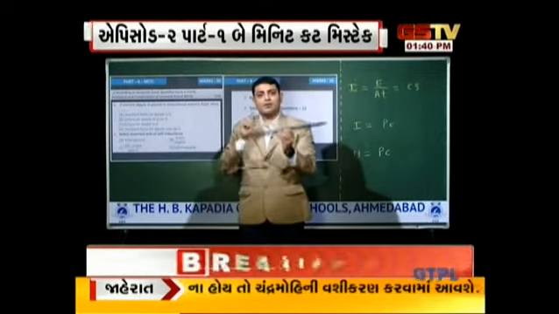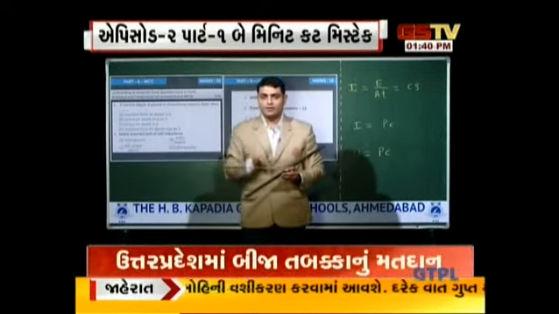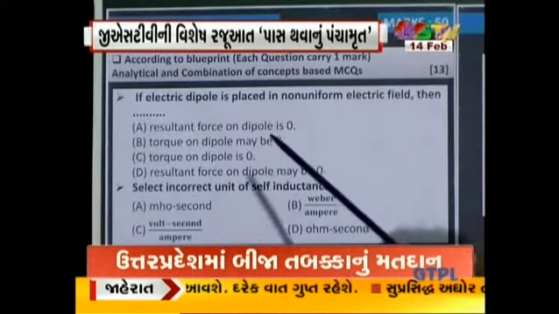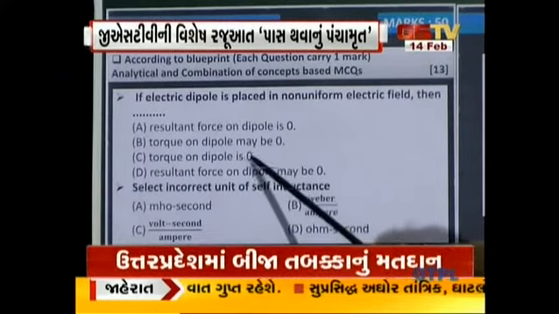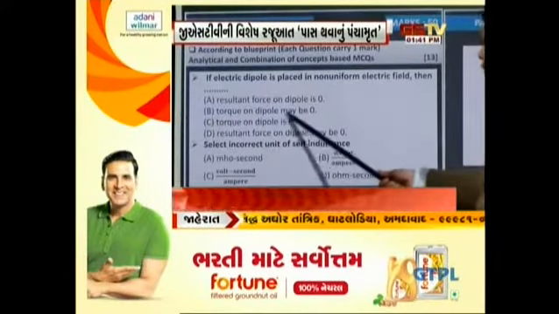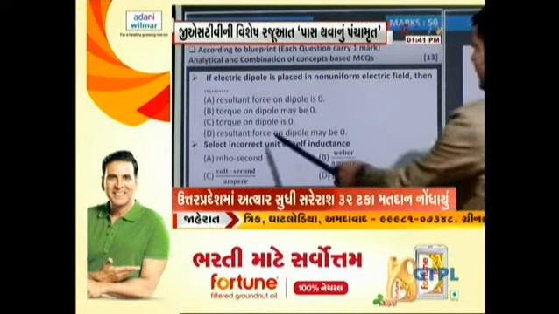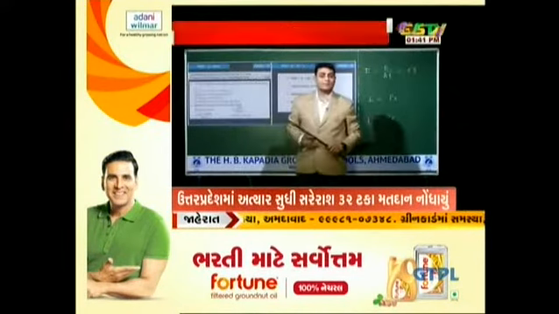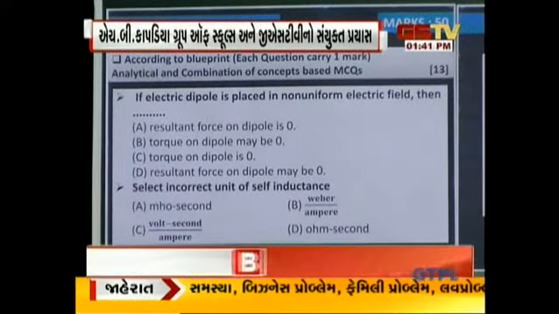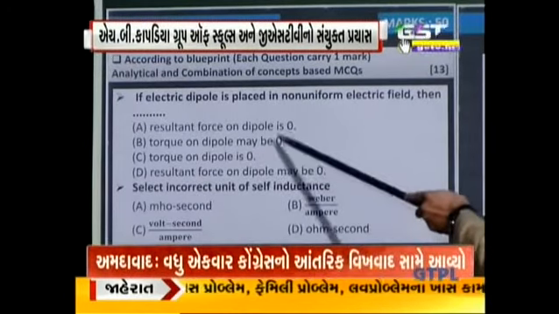From that we can say torque may be 0, may not be 0. So for torque we have two probabilities: torque may be 0, torque may not be 0. Okay, so from this we can say torque acting on the dipole may be 0. See, the statement that torque acting on the dipole is 0 is correct, but not always. There are certain conditions when the torque acting on the dipole is 0. Okay, so the answer will be torque acting on the dipole may be 0.